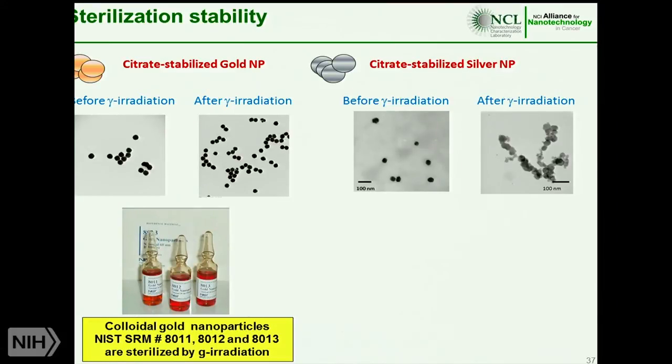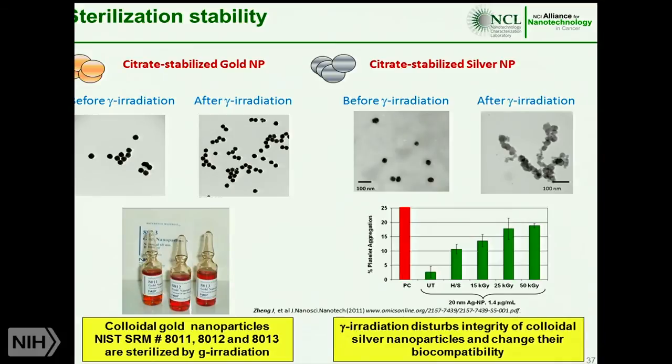In fact, the gold material, which is available from NIST as a standard reference material, is sterilized by gamma radiation. But in case of the silver, not only particle shape and size changes after gamma radiation, their biological properties also change. You see, this is unsterilized silver colloids, which do not react with platelets, but as we keep increasing the dose of gamma radiation, they become more toxic and interact with platelet membrane, resulting in platelet aggregation.